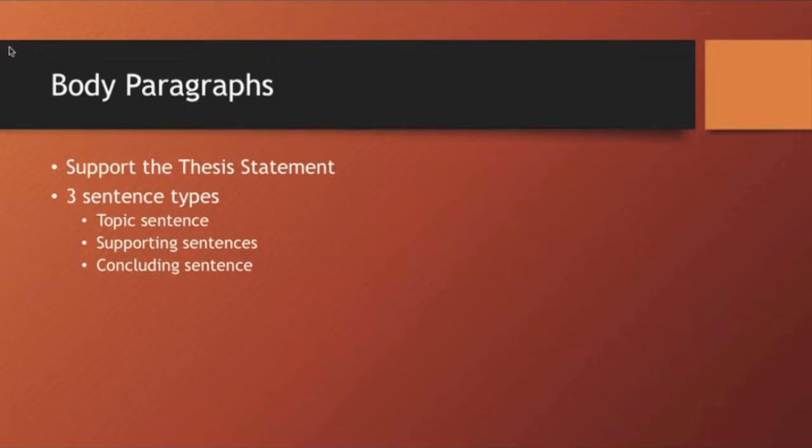After the introduction, you have your body paragraphs. The purpose of your body paragraphs are to support the thesis statement that you have written in your introduction. Now, in a body paragraph, there are 3 sentence types: a topic sentence, where you state the main idea of the paragraph; supporting sentences, where you give examples, details, explanation; and a concluding sentence.